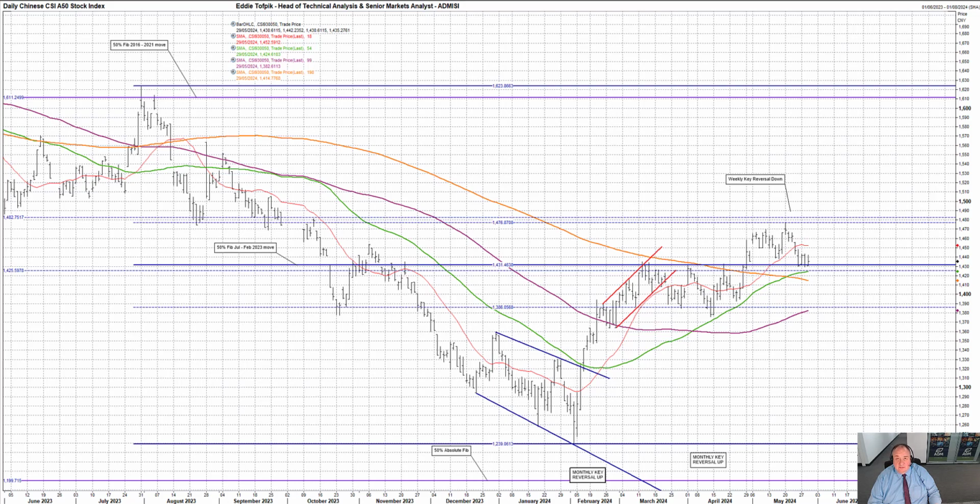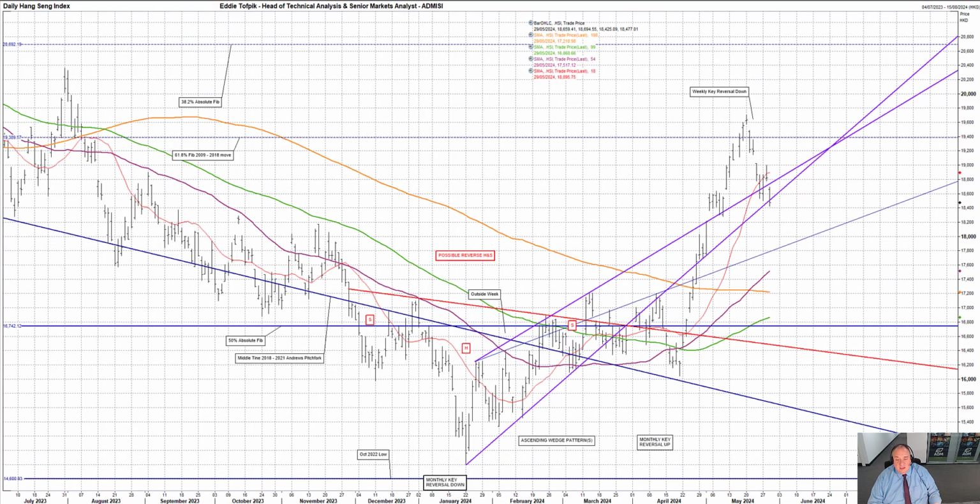And finally, the Hang Seng Index. And here, after a stuttering start, we have seen the market try and head lower as a follow-on to last week's weekly key reversal down. So overall, not a complete justification, but then not a complete failure either.